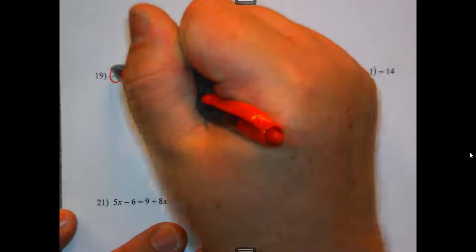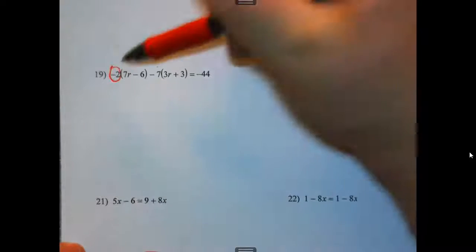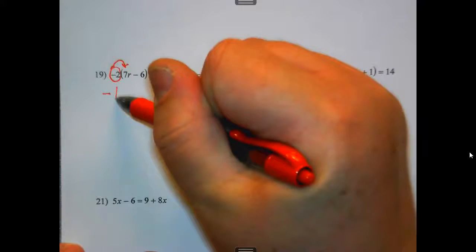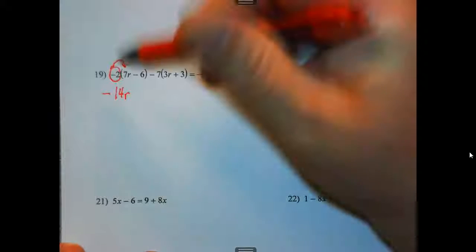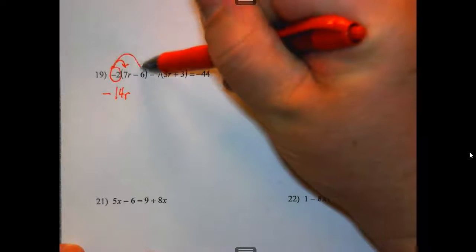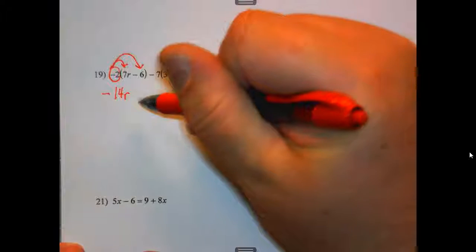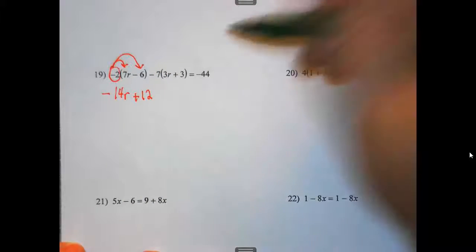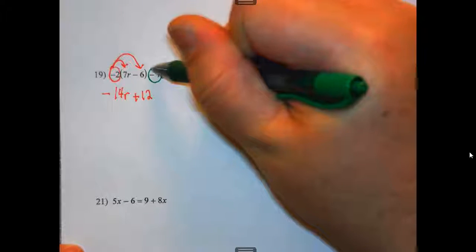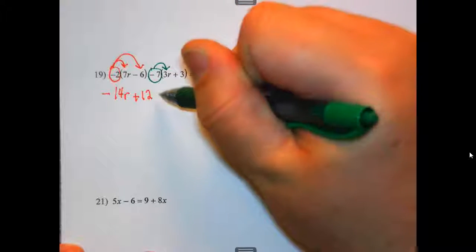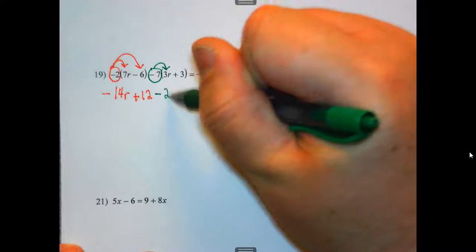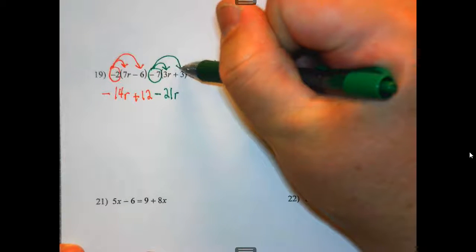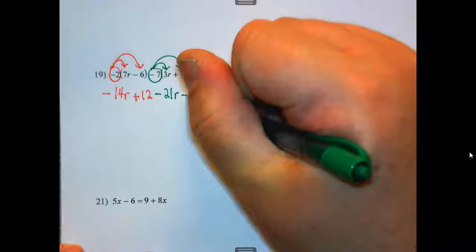Negative 2. I have to distribute twice here, right? Negative 2 times 7r, negative 14r. Negative 2 times negative 6, positive 12. Negative 7 times 3r, negative 21r. Negative 7 times 3, negative 21.